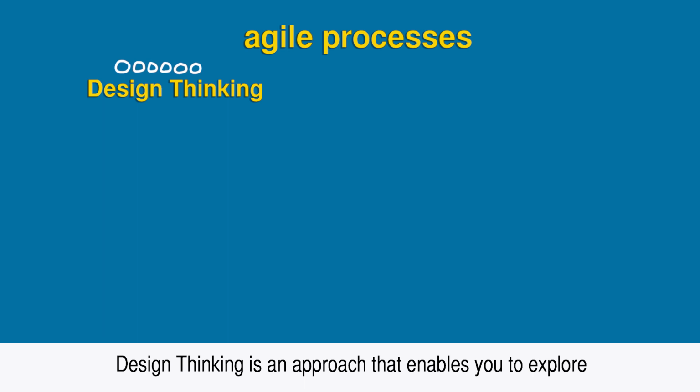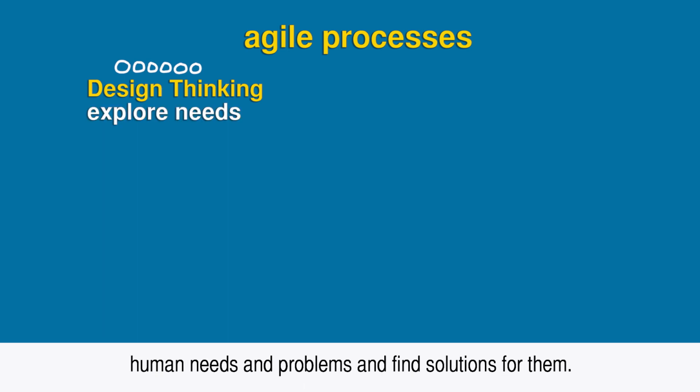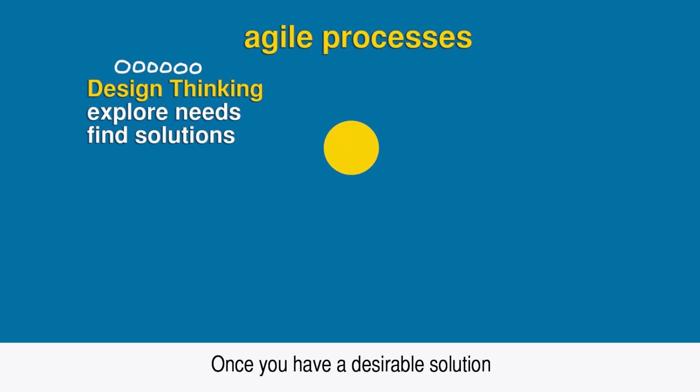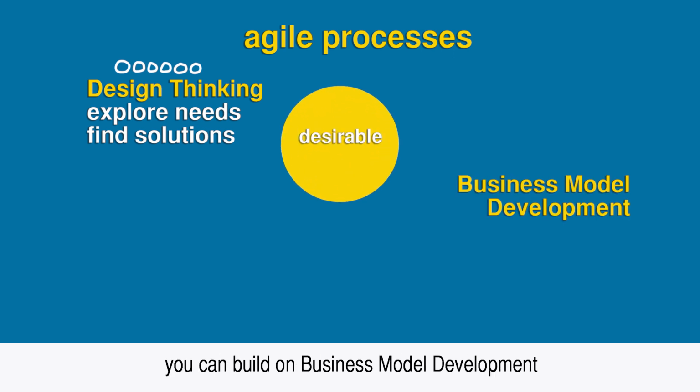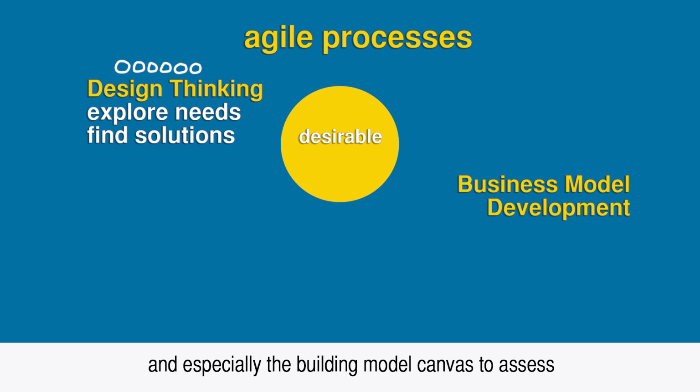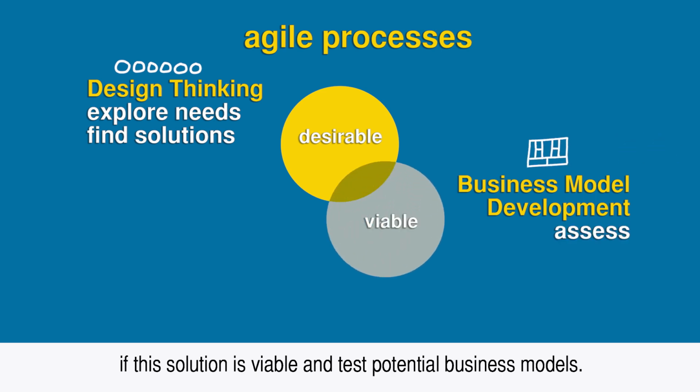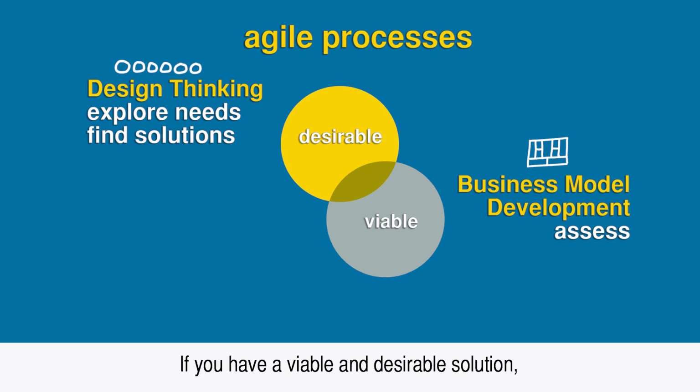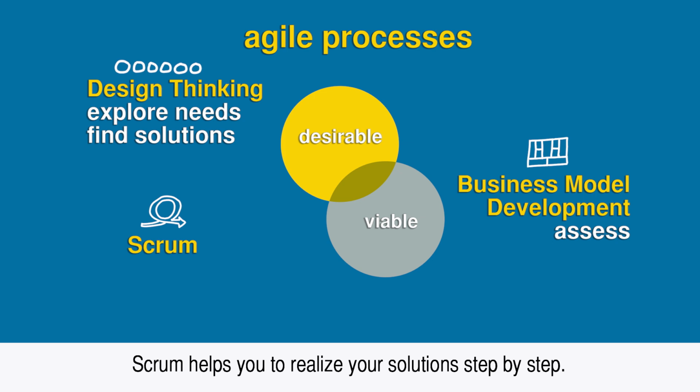Design thinking is an approach that enables you to explore human needs and problems and find solutions for them. Once you have a desirable solution, you can build on business model development and especially the business model canvas to assess whether this solution is viable and test potential business models. If you have a viable and desirable solution, Scrum helps you to realize your solution step by step.